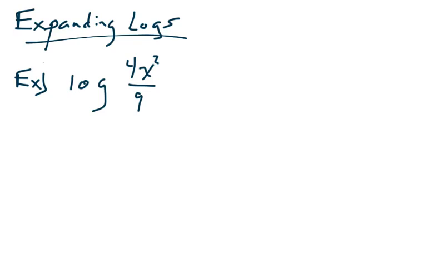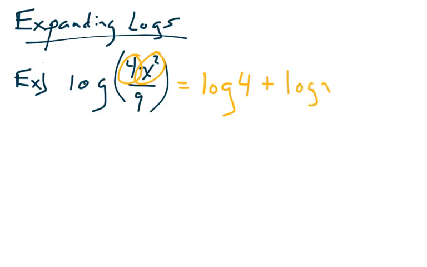Well, one thing we can do is we can expand logs. What that really means is we can take a single log and we can expand it into multiple logs. Now, in order to do that, what you want to see in this problem is that we actually have three different operations. We have a 4 that's being multiplied by an x squared. Now, we could stop right there because anytime you have something that's being multiplied, you're always able to split that into an addition problem. So I can write this as the log of 4 plus the log of x squared.